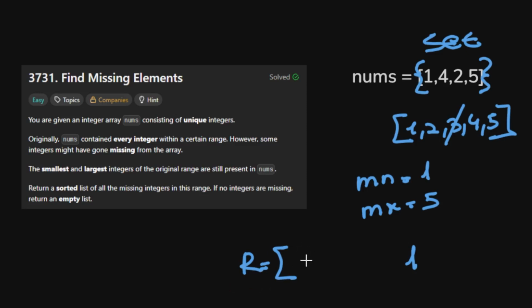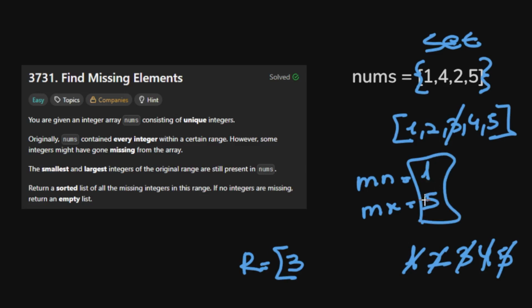So the result is initially an empty array and we start with 1. This is the first value in the corresponding range. We are checking if we have this 1 in this set. We have it right here, so we continue with 2. We have a 2 right here, so we continue with 3. We don't have a 3 in this set, so we can add it to the result and continue with 4. We have 4 here, so we continue with 5. And we have a 5 here, so that's it. Now we have already iterated all the numbers in this range and the final result is an array with 3.